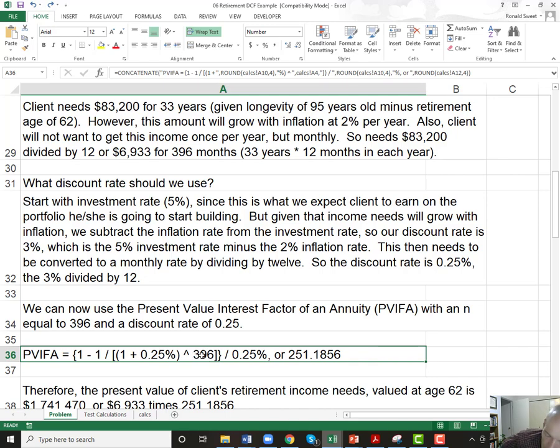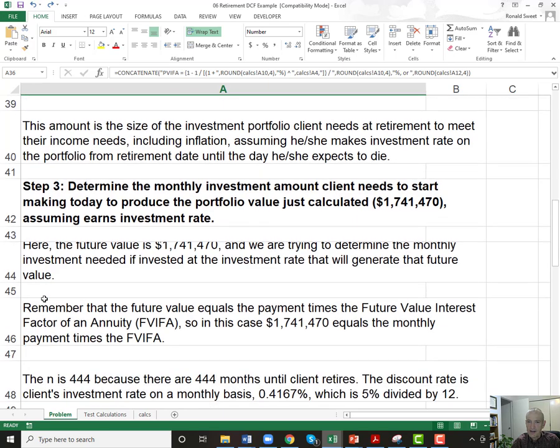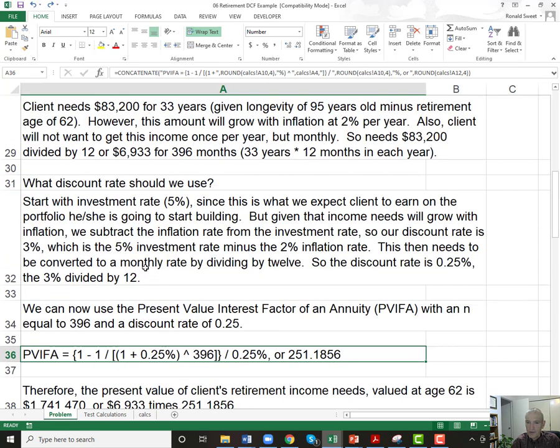So for inflation, we do things on an annual basis, but anytime we're dealing with an investment portfolio, I like to do things monthly because she's going to have monthly income coming out. And so here we're going to say that 83,000 growing with inflation over the 33 years, what's its value today? We'll use the present value interest factor of annuity, remember that. But instead of doing 5% divided by 12, we're going to do 3% divided by 12 because that 83,000 is going to grow with inflation.